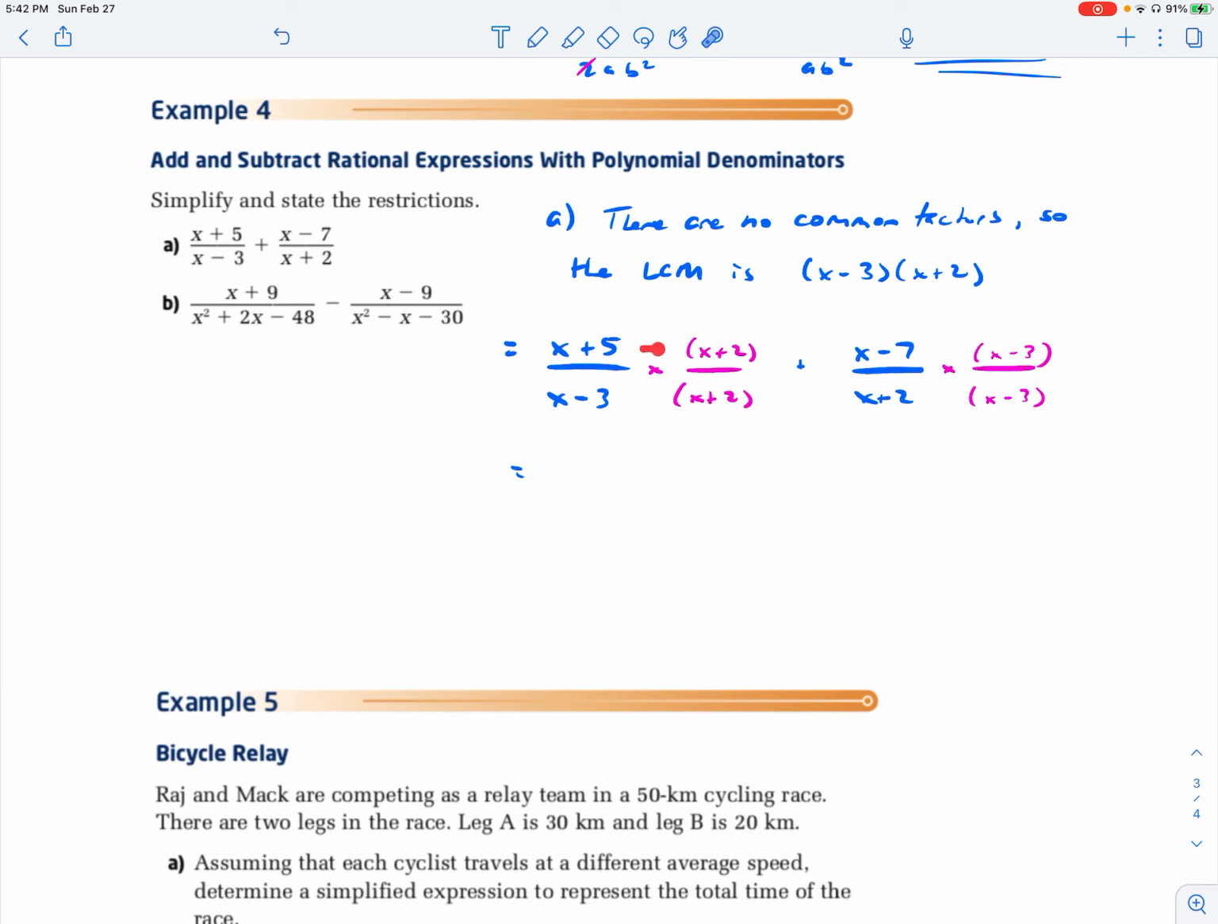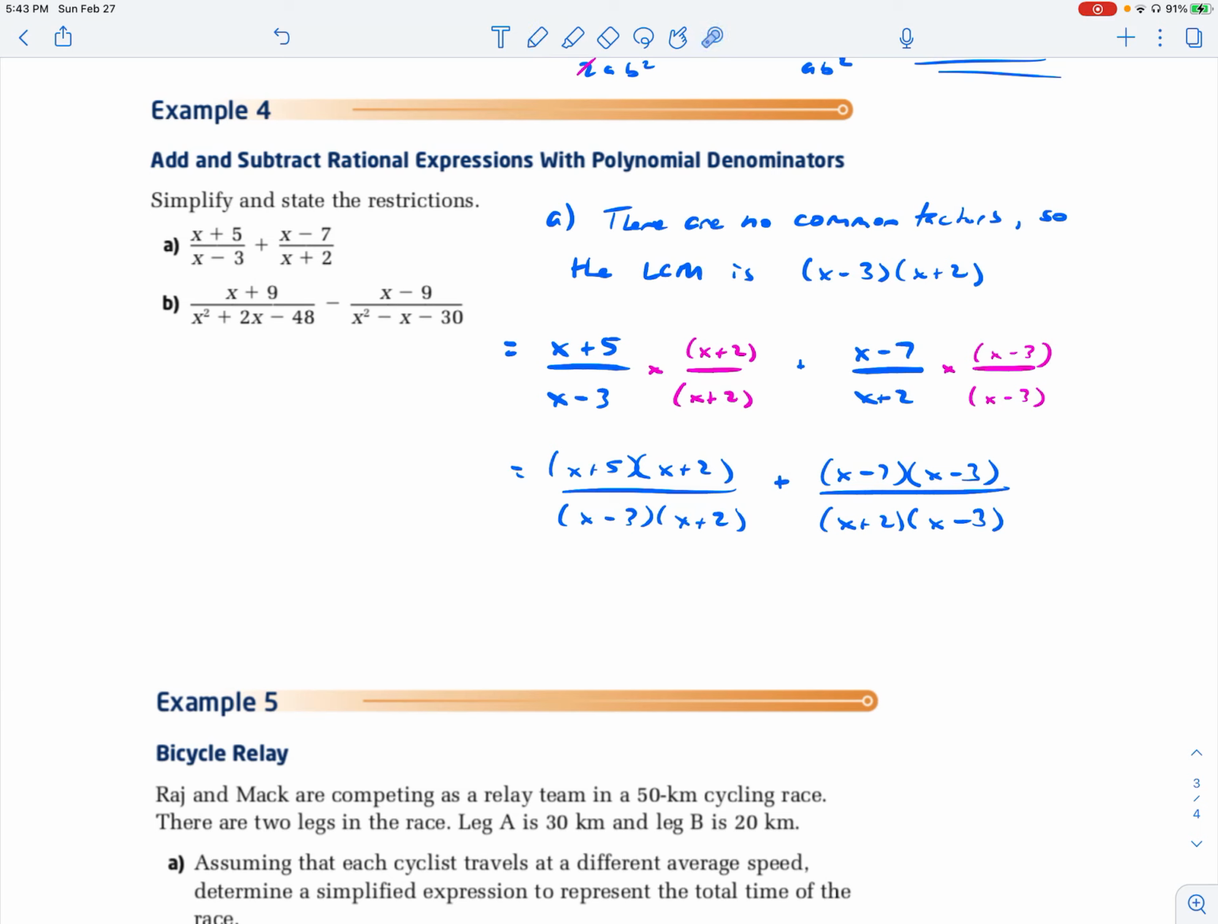Okay, now we can just multiply straight across, right? So we'll have x plus 5 times x plus 2 over x minus 3 times x plus 2. That's the first expression here. And now we're going to write out the next one. So x minus 7 times x minus 3, over x plus 2 times x minus 3.